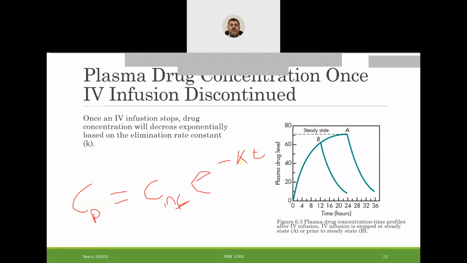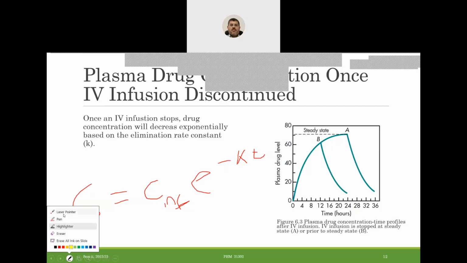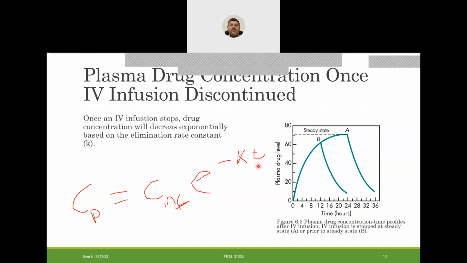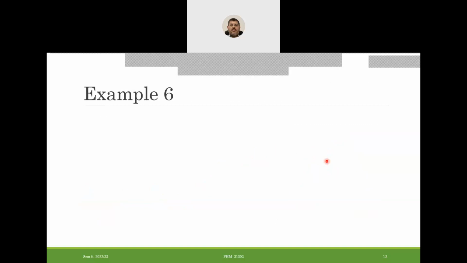How do we calculate this t? This t is the time since we stopped the infusion. If you want to calculate the concentration during the infusion, then the time will be since you started the infusion. But if you want to calculate concentration after stopping, then the equation is the infusion-based concentration using the time since we started the infusion, times e to the power of negative kt, and here t will be the time since we stopped the infusion.